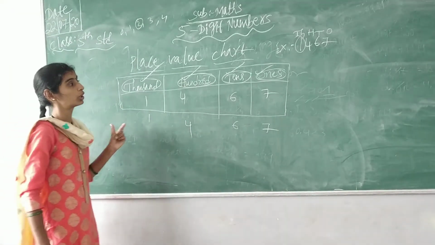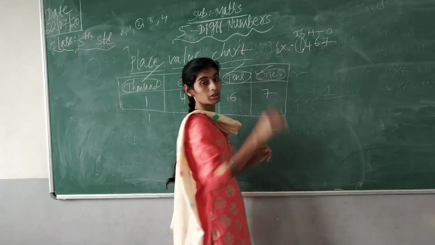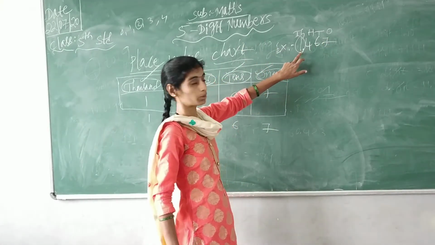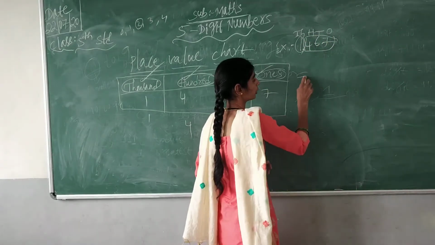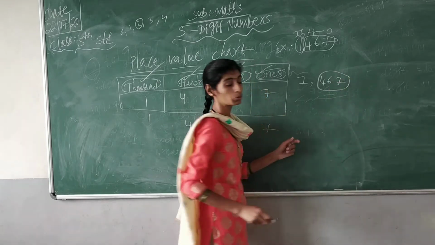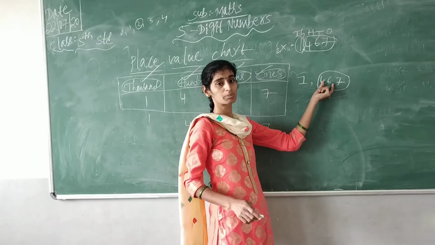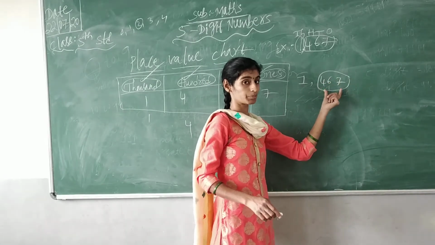So children, now you can easily read this number. Put a comma after 3 digits. So I hope these 3 digits you all can read. What is this number, children? 467. This remains the same.